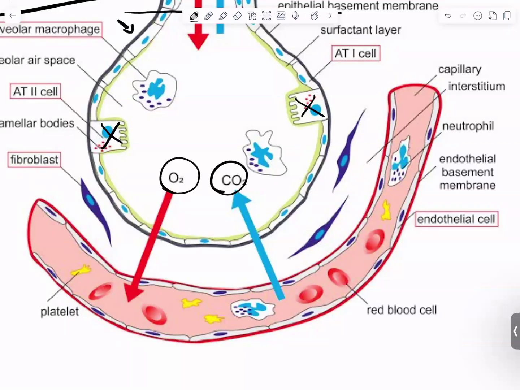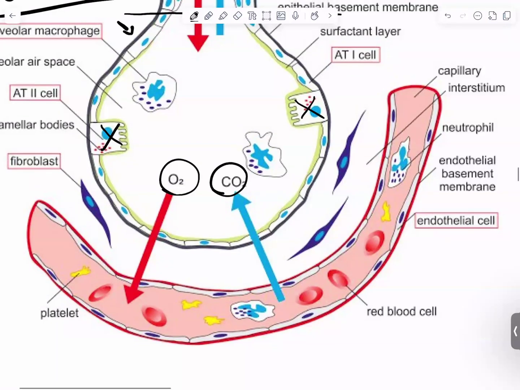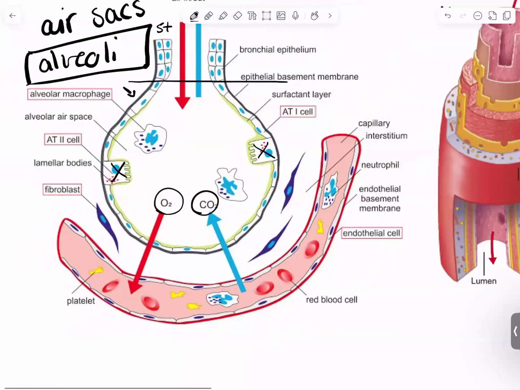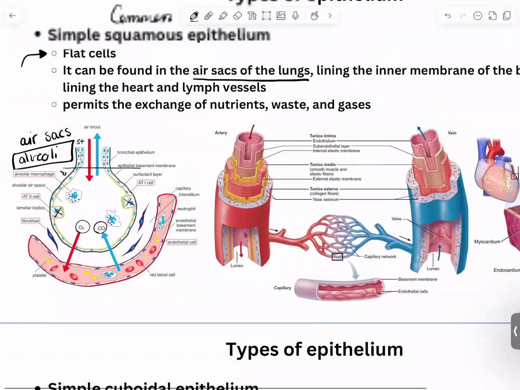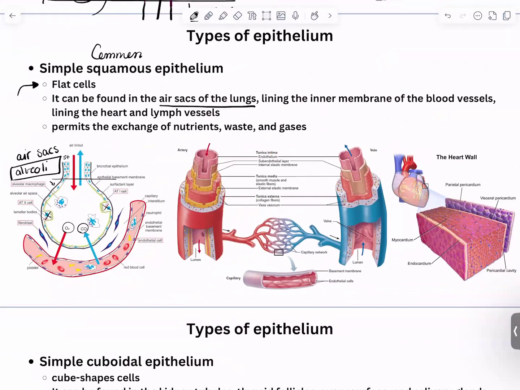Look at the structure of the blood vessels. Blood vessel has only one layer of cells as well. Cells are flat. Why? We want to make the transport faster, better, spending less energy. So it must be simple squamous epithelial tissue. So in the structure of the alveoli and also in the innermost layer of the blood vessels, we have epithelial tissue, which is simple squamous epithelial tissue. This is a very, very important thing to remember. Innermost layer of the blood vessels.